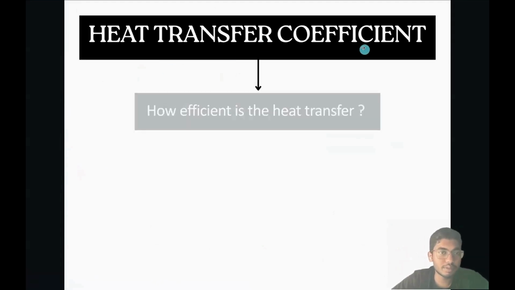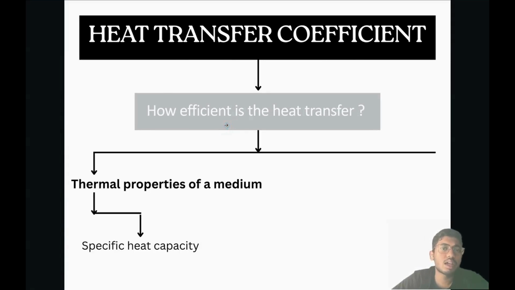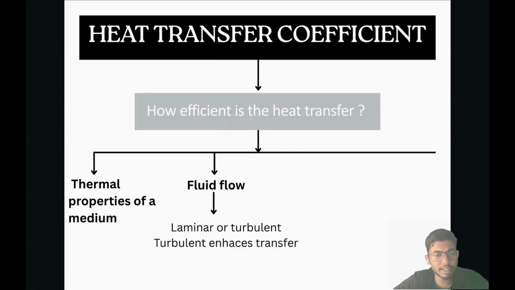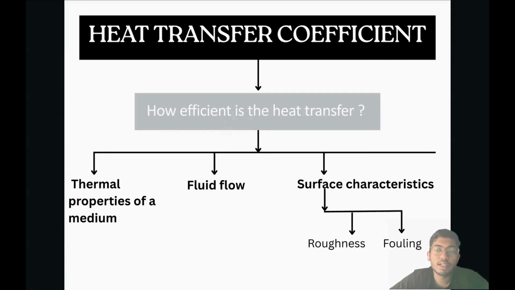Now, heat transfer coefficient. It tells us how efficient the heat transfer is. It depends on many properties: thermal properties of the medium, specific heat, and how the fluid flows, whether it is laminar flow or turbulent flow. Turbulent flow enhances the transfer. Surface characteristics: roughness, fouling.